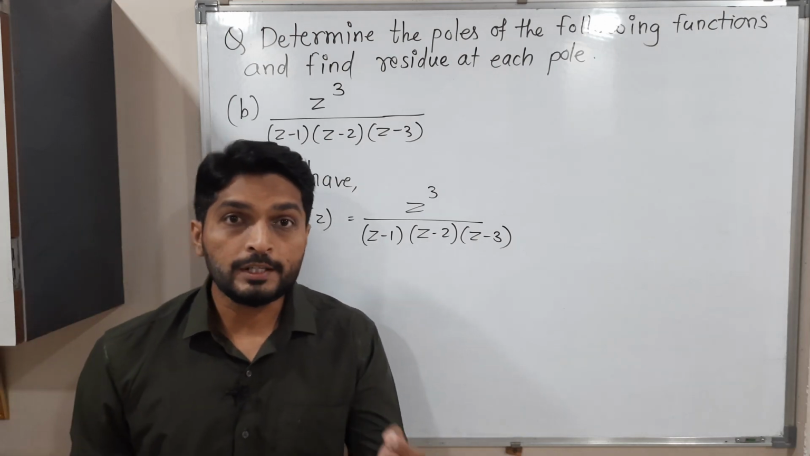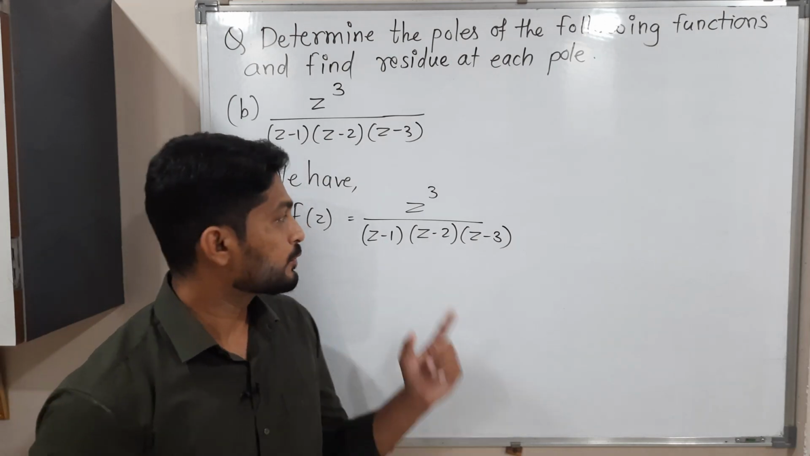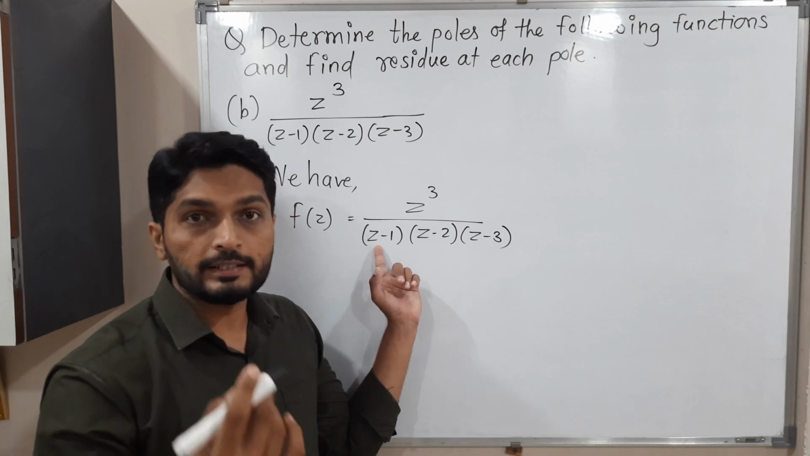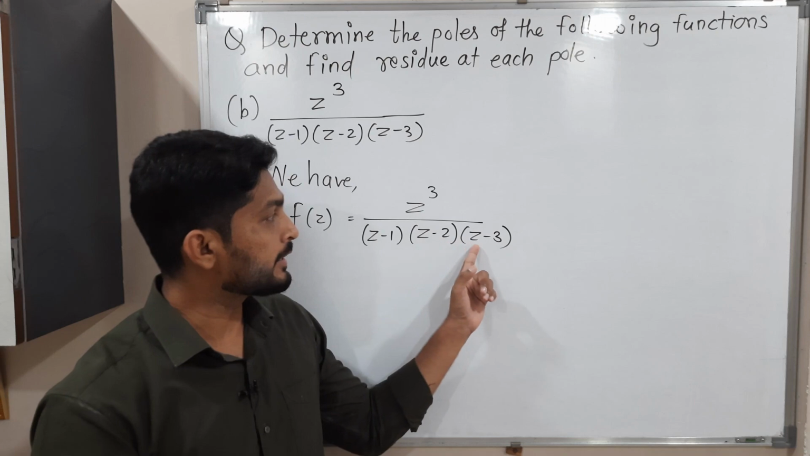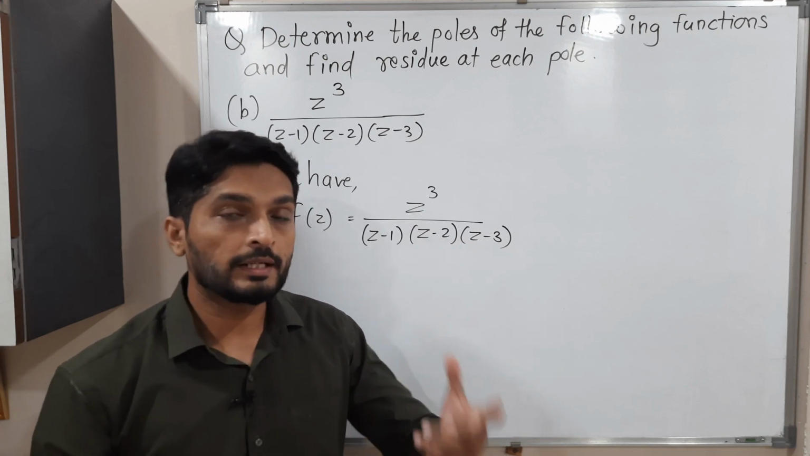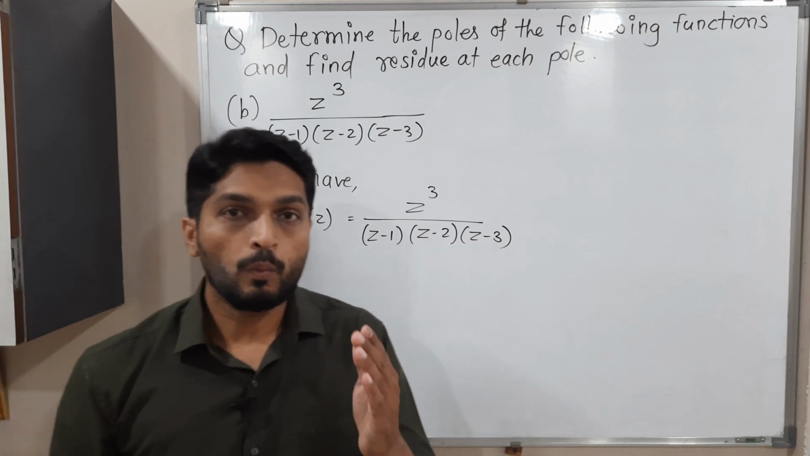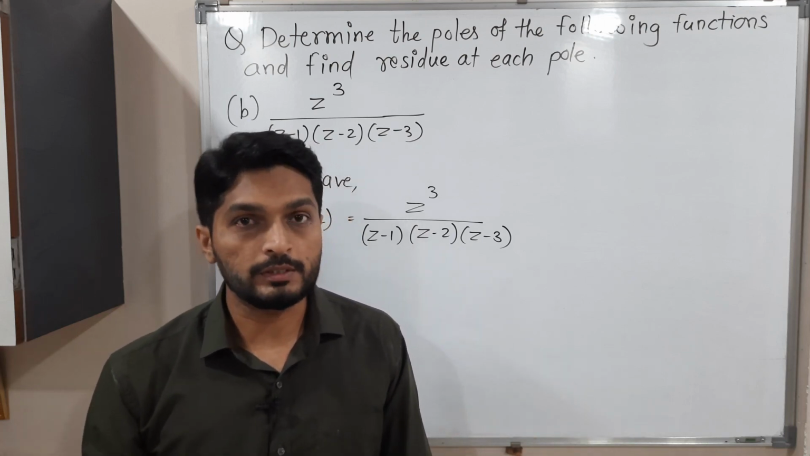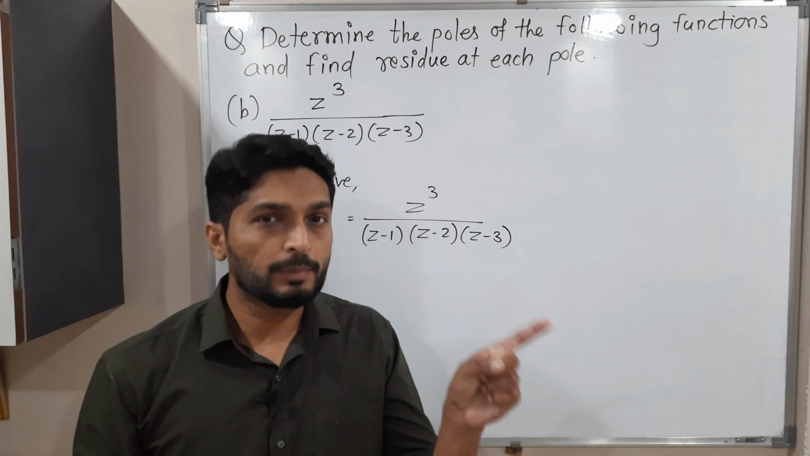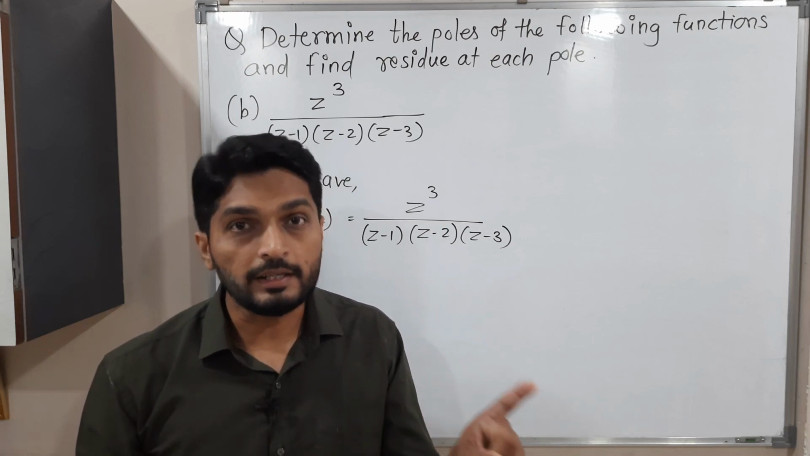We have to find the points where the denominator will be 0. So z is equal to 1, we get the denominator 0. Z is equal to 2, we get 0 at denominator. Z is equal to 3, if you put, we get a 0 at denominator. That means 1, 2 and 3 are singular points. Getting? These are singular points. But if you put those values at numerator, it will never create 0.